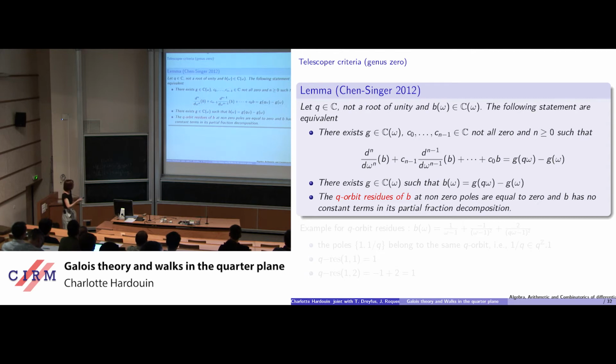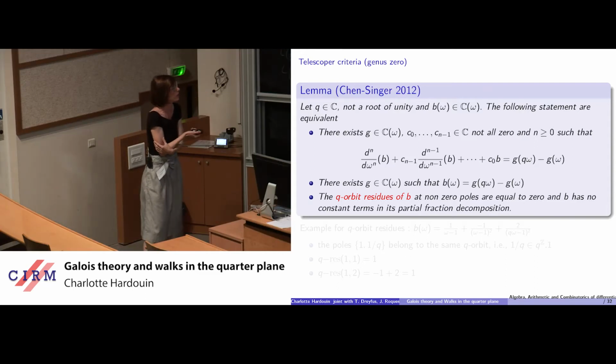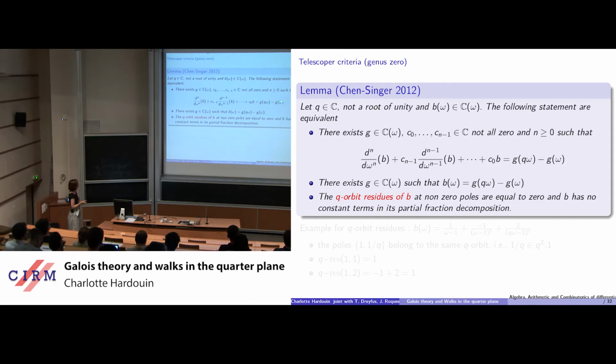Okay, so now all the point is showing that such an equation cannot exist. To do this, we use a strategy that has been created by Chen and Singer to tackle this kind of problem. So you can show that if you take Q not a root of unity and a rational function, you have an equivalence between the following. You have a telescoper for B, and in fact, it's equivalent to you have a telescoper of order 0 for B.